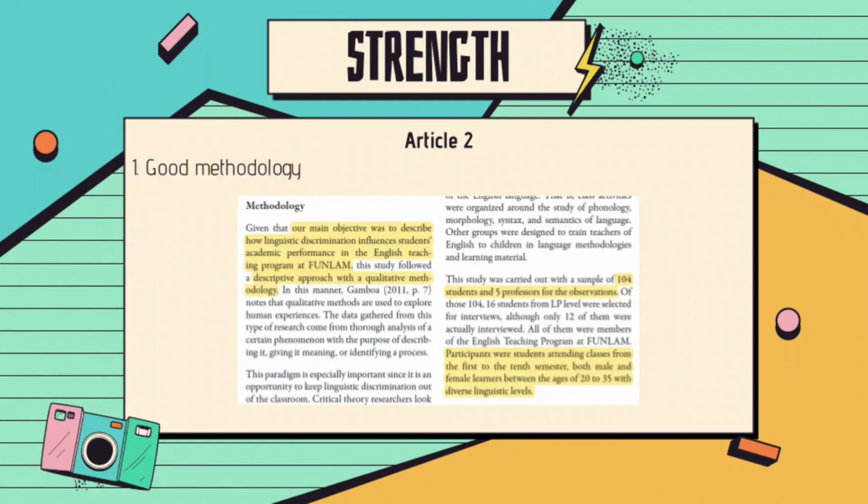The first strength found in Article 2 is that it has a good methodology. The methodology section clearly explains how the research will be conducted. So the explanations on how the data are collected and analyzed are also provided in details, allowing the readers to have a clear understanding on how the research will go and be conducted.